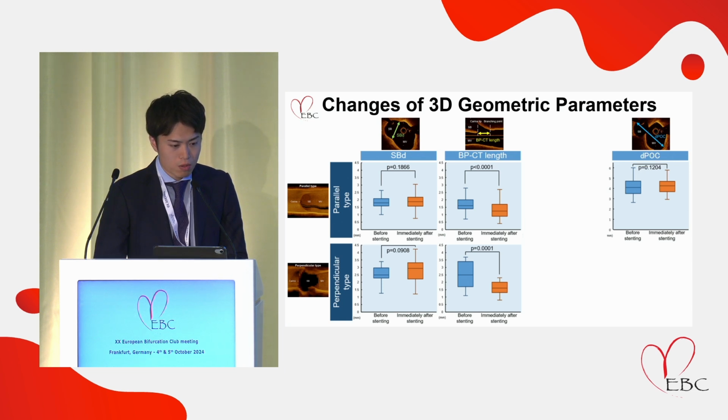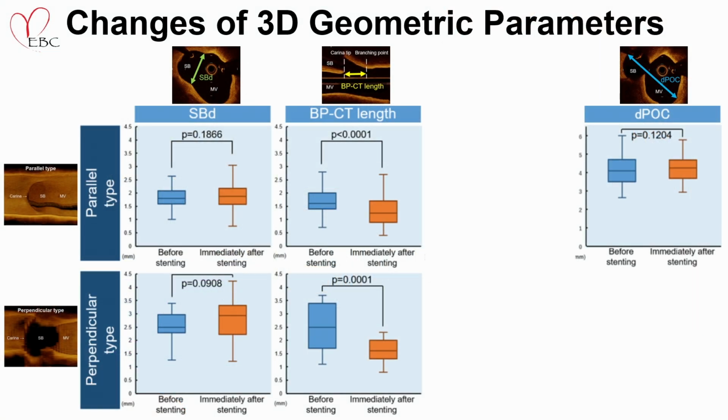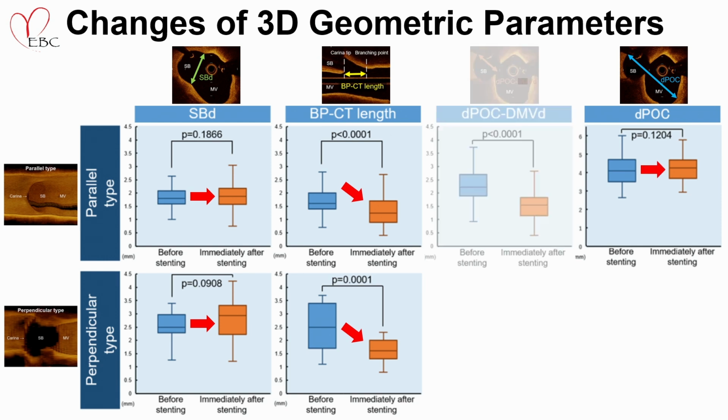Showing in the upper row for parallel type bifurcation and lower row for perpendicular type. For side branch diameter, there were no significant changes in either bifurcation type. However, BPCT length significantly shortened after stenting in both bifurcation types. In the parallel type bifurcation, even though DPOC did not change significantly, calculated DPOC minus distal main vessel diameter significantly shortened after stenting.